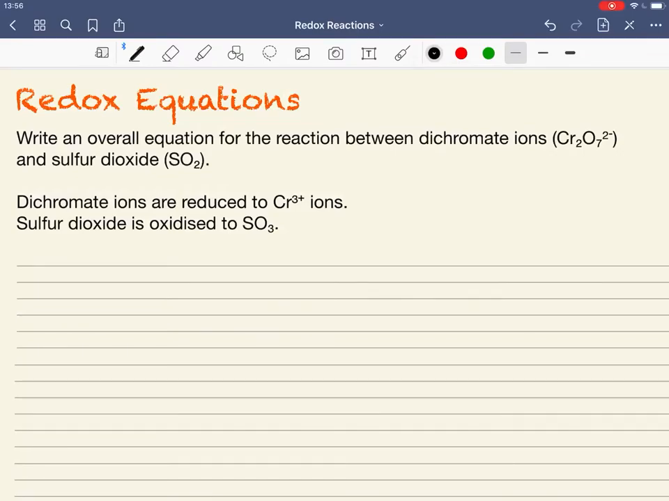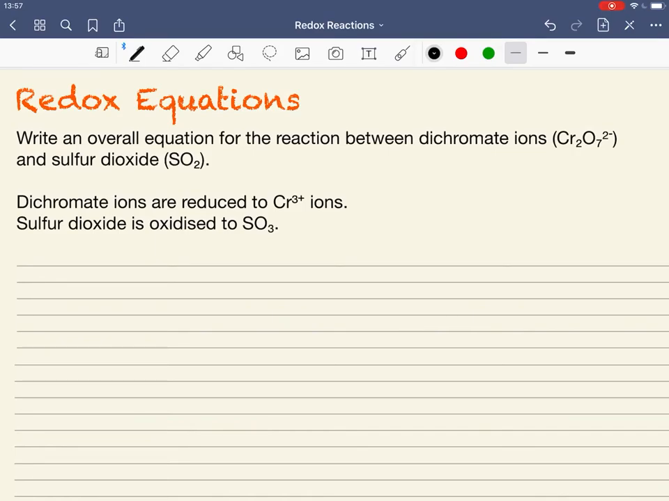Here we're going to look at the technique for writing an overall redox equation. We've been given a question where we've got to write an overall equation for the reaction between dichromate ions and sulfur dioxide. I'm told that dichromate ions are reduced to chromium 3+ and the sulfur dioxide is oxidised to SO3.